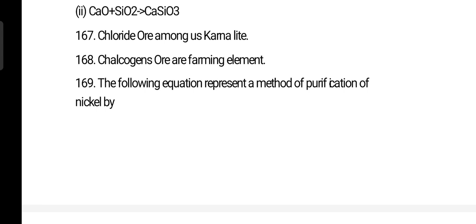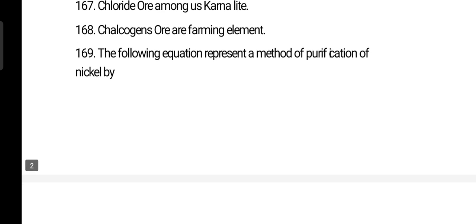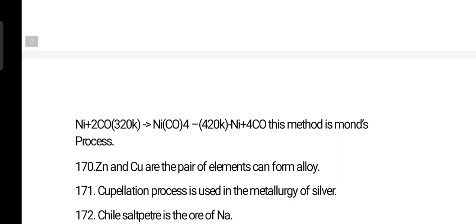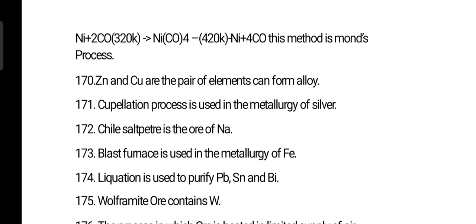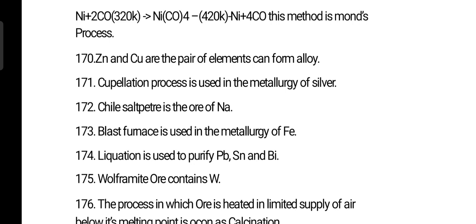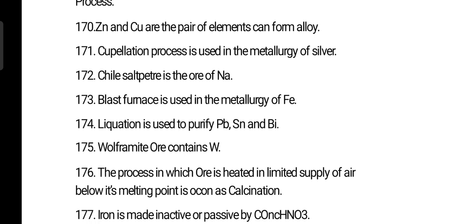Chloride ore among these is carnallite. Chalcogens are ore forming elements. The following equation represents the method of purification of nickel: Ni plus 4CO at 320 Kelvin gives Ni(CO)4, which at 420 Kelvin gives Ni plus 4CO. This method is Mond's process.